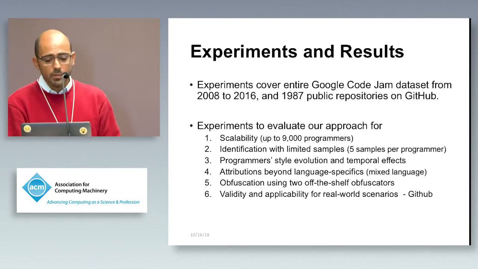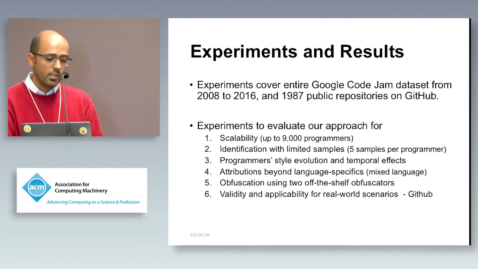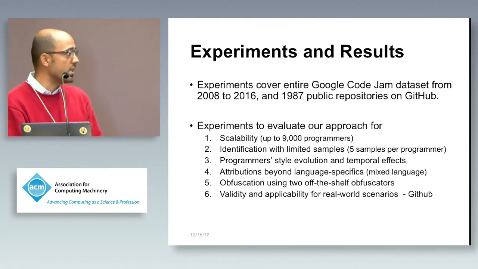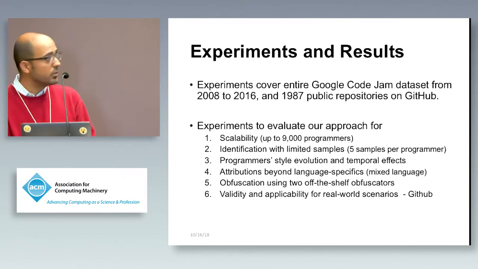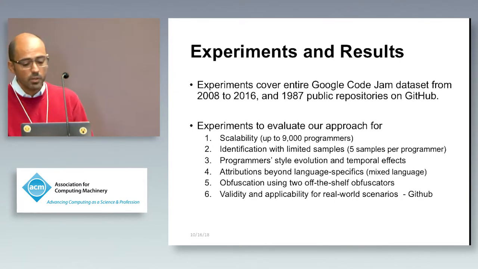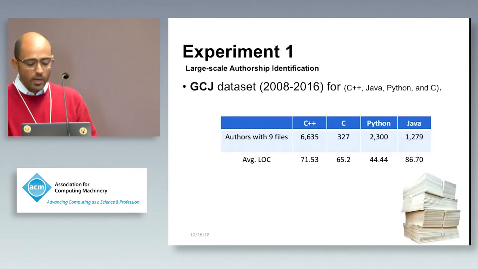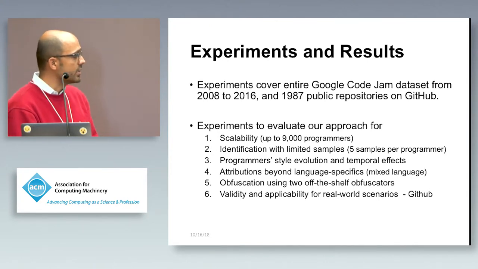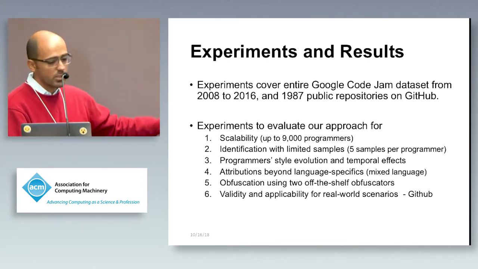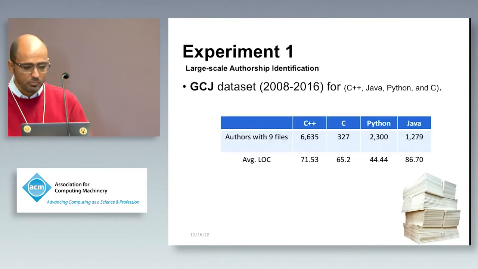For our experiments, we use the Google Code Jam datasets in their entirety from 2008-2016, the time of writing this paper, and about 2,000 public repos of GitHub for in-the-wild testing. Keep in mind those numbers, as they are going to be referenced in the next few slides as experiments 1 through 6: experiment 1 for scalability, experiment 6 for in-the-wild experimentation.